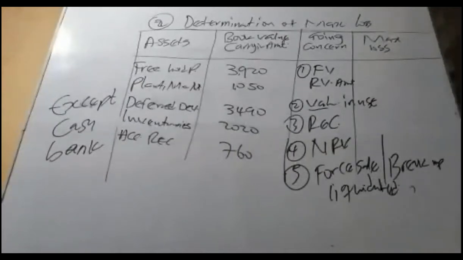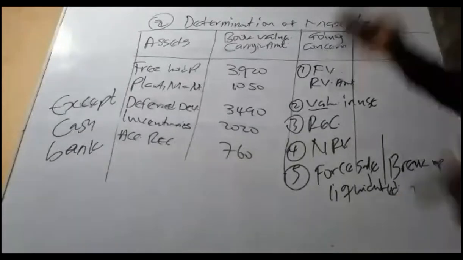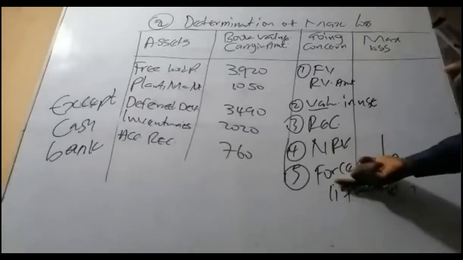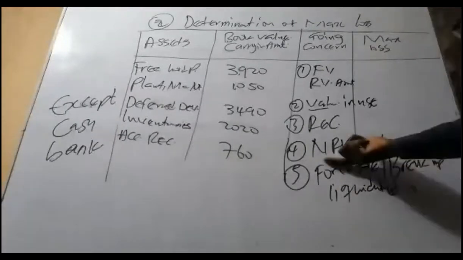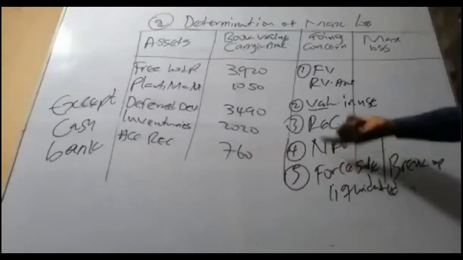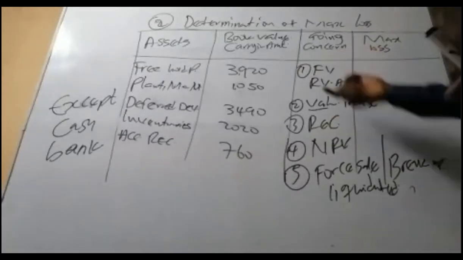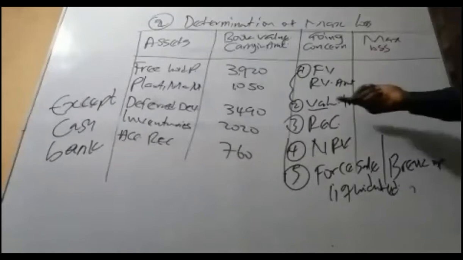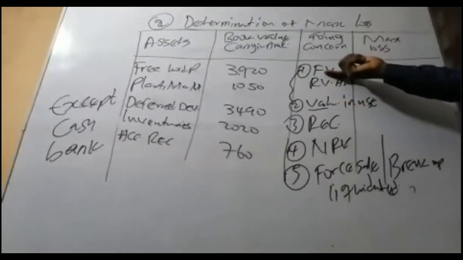So this is the order. It's a direct inverse of the liquidation. For liquidation, you select the for sale value first. If it's not there, the NRV, followed by the recoverable amount, value in use. These ones, they're in the same shoe. Value in use, revalued amount, or fair value.